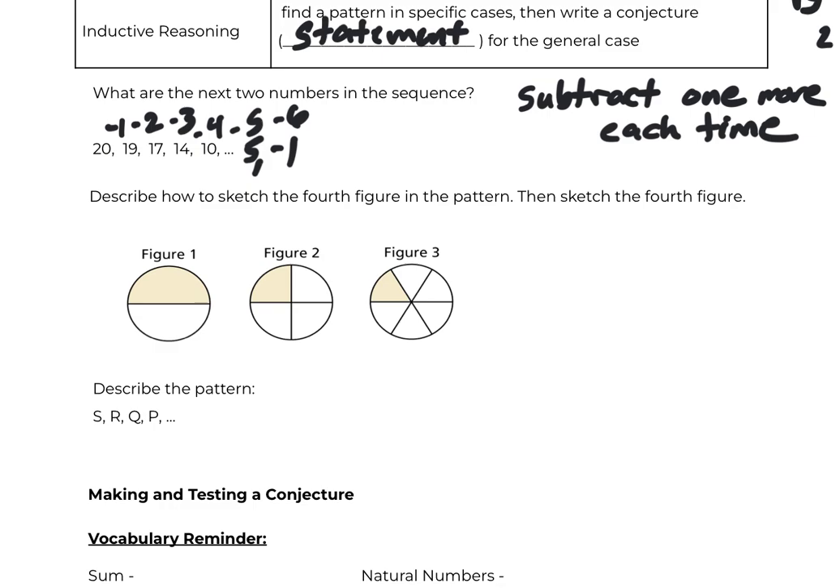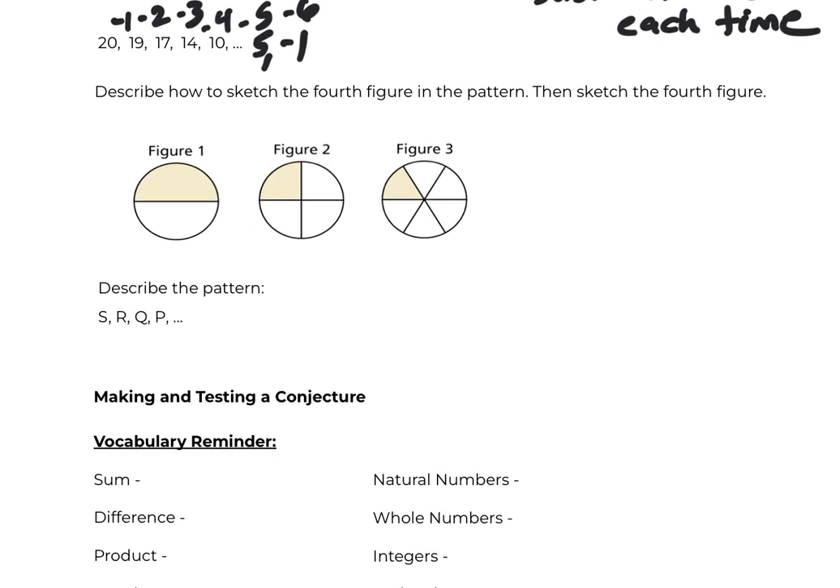Okay, the next one gives us a picture. There's a pattern going on. Describe how to sketch the fourth figure in the pattern and then sketch the figure. Okay, any ideas? Yeah, Hannah? Add one more line evenly spaced with the other lines. Okay. So here we evenly cut it with one line.